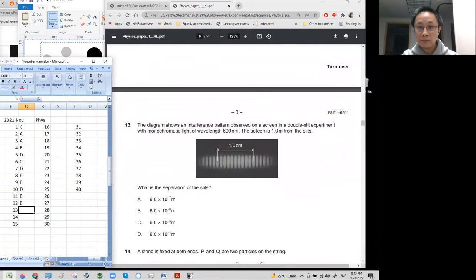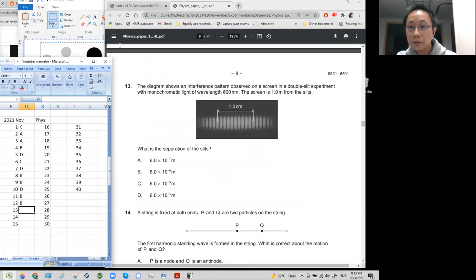Question 13. The diagram shows an interference pattern observed on the screen in a double slit experiment. I think this should be a simple application of the double slit equation, which reads: s equals λD over d. Capital D is the screen-slit separation. Small d is something that you are trying to find. 1 cm contains, I'm guessing, 10 fringes here. 1, 2, 3, 4, 5, 6, 7, 8, 9, 10.